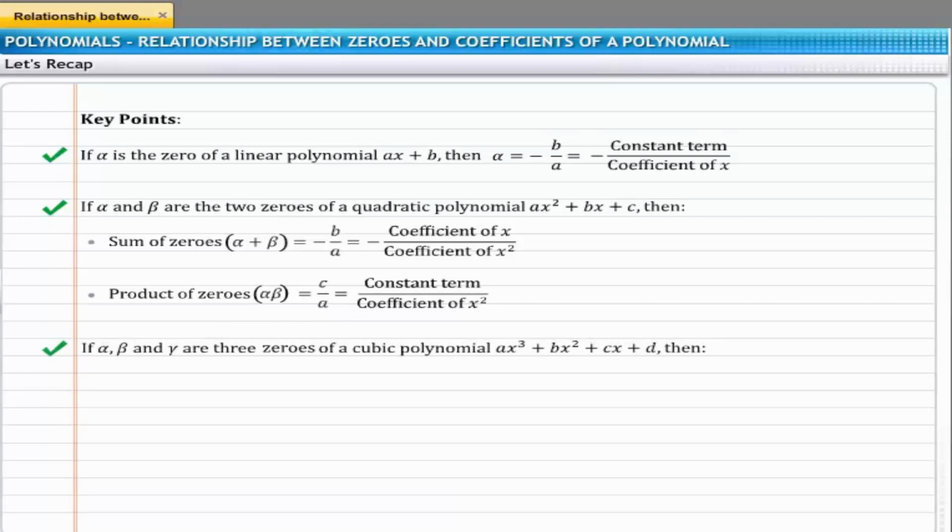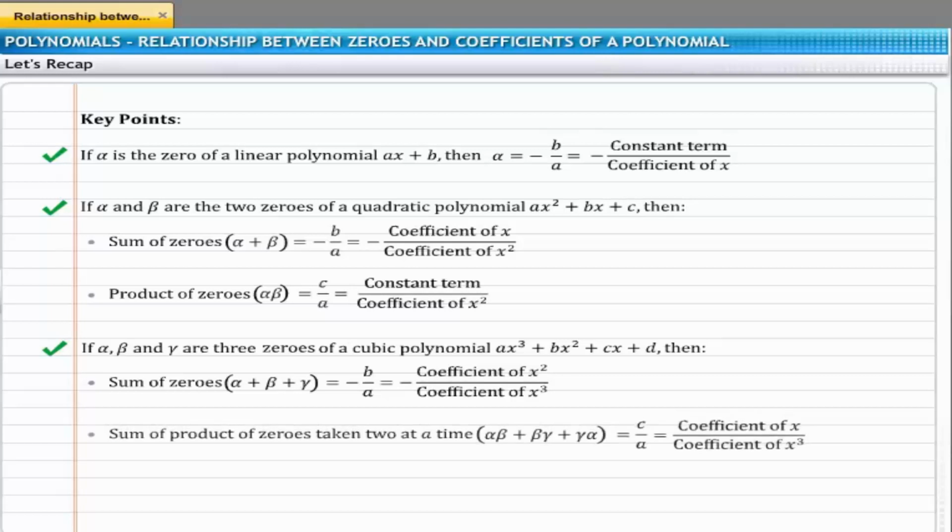If alpha, beta and gamma are the three zeros of a cubic polynomial, then the sum of the zeros of a cubic polynomial is equal to the minus of the coefficient of x square divided by the coefficient of x cube. The sum of the product of zeros taken two at a time of a cubic polynomial is equal to the coefficient of x divided by the coefficient of x cube. And the product of the zeros of a cubic polynomial is equal to the minus of a constant term divided by the coefficient of x cube.